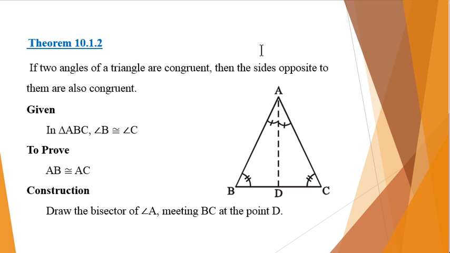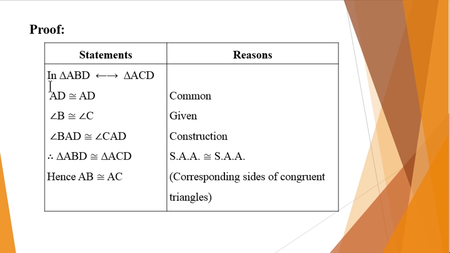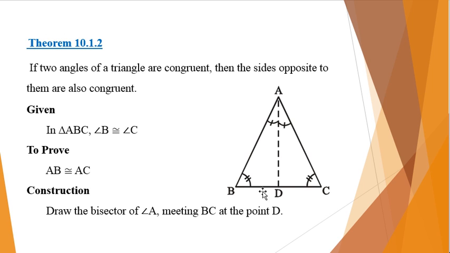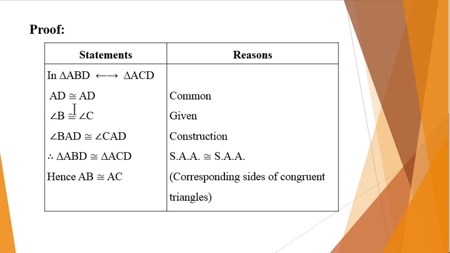Now the proof statements and reasons. We are going to correspond the triangles ABD and ACD. You are observing over there that it is split into two triangles, ABD and ACD. Now we are making a comparison between these two triangles. AD is congruent to AD because this is the common side, the angle bisector which we have drawn. Angle B is congruent to angle C, which is given to us in the statement. And angle BAD is congruent to angle CAD, that was our construction, where we bisected the angle.